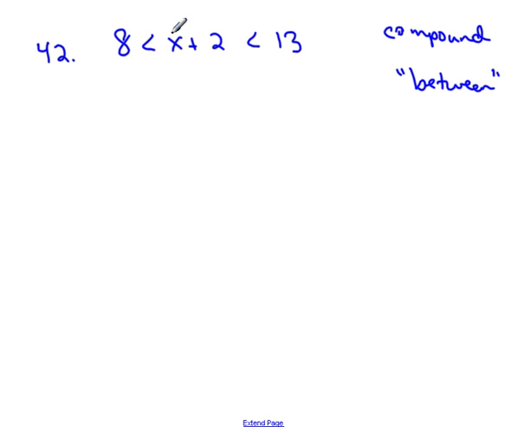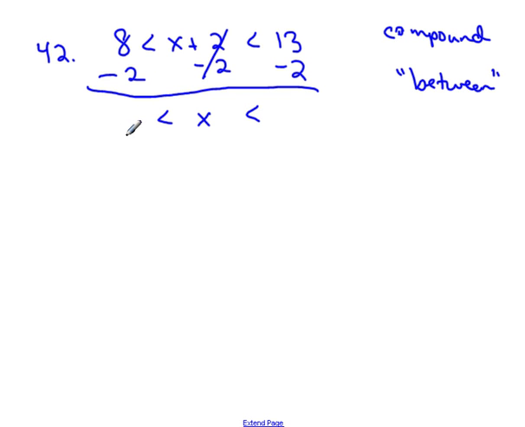So what we're trying to do is get the x by itself in the center. That means I need to get rid of the plus 2. So to do that, I'm going to subtract 2, not only from the center, but also on both sides. So the 2's cancel from the center, leaving you x. Bring down your less than symbols. 8 minus 2 is 6. 13 minus 2 is 11. There's your solution, and that's read, x is between 6 and 11.